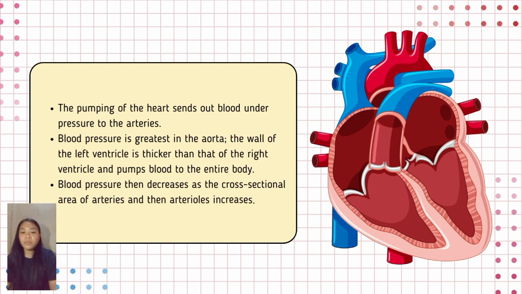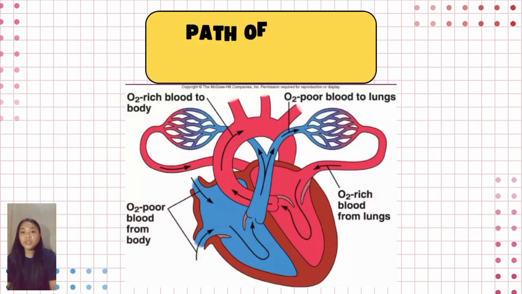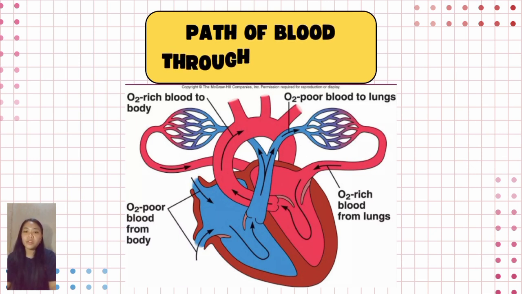Another path of blood through the heart. Take a look at the picture above. Blood comes to the right atrium from the body and moves into the right ventricle, and it is pushed into the pulmonary arteries to the lungs. After picking up oxygen, the blood travels back to the heart through the pulmonary veins into the left atrium, to the left ventricle, and out to the body's tissues through the aorta.